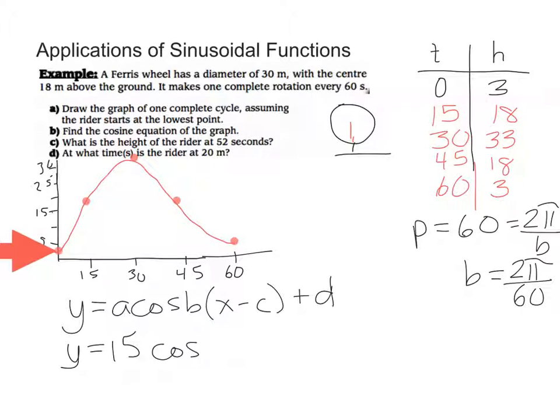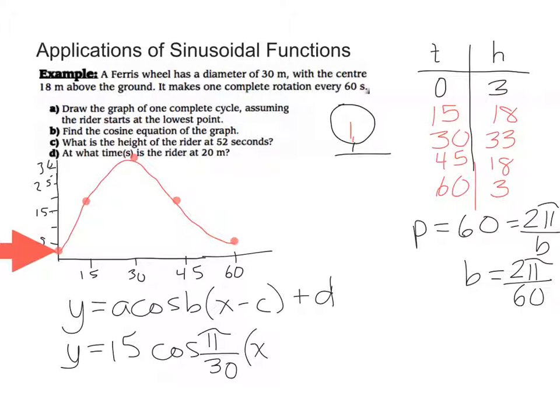The period is always equal to 2 pi over b. So 60 is equal to 2 pi over b. Solve that for b. Multiply by b, divide by 60. You get b is 2 pi over 60, or pi over 30. That looks a little different than what you're used to having for a period. The ones we were looking at yesterday all had a number, but this one has a pi in there. That's okay.